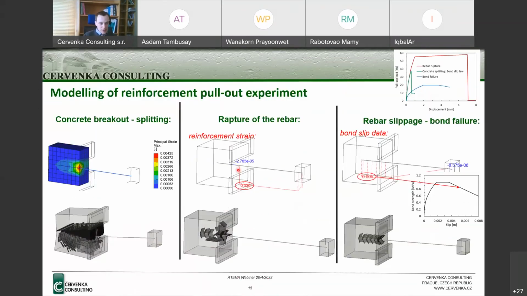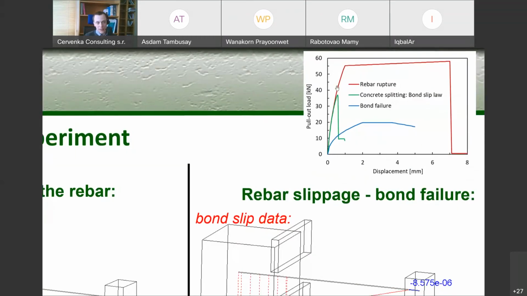In case that the rebar ruptures, and you plot the strain in your reinforcement, you should see some quite large strain. And also on the LD diagram, here it's represented by the red curve, you see the typical characteristic of the reinforcement. So at some load level, the reinforcement starts to yield, and then at the end we see the rupture.